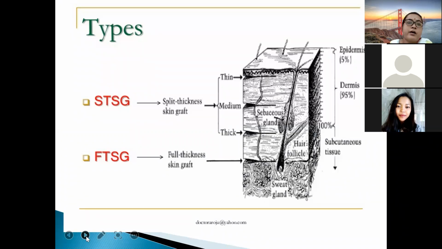Now the types of skin graft: split thickness skin graft and full thickness skin graft, STSG and FTSG. When we talk about a full thickness skin graft, it goes up to the subcutaneous layers. If you see here, epidermis, dermis, and subcutaneous layers are considered 100% of the skin layers. In a full thickness skin graft, the graft is taken up to the subcutaneous tissues and fats.